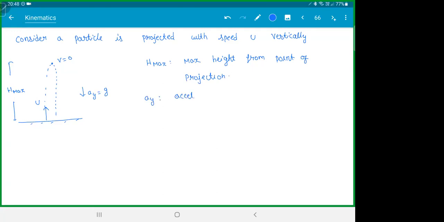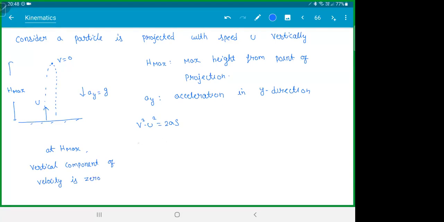Ay is acceleration in y direction. So if you write the equation, v square minus u square is 2as. At h max, the velocity becomes 0. At h max, the vertical component of velocity becomes 0. So this becomes 0 minus u square equals 2 times minus g. Remember, up is positive, down is negative. And this is h max. So we get the formula h max is u square by 2g.